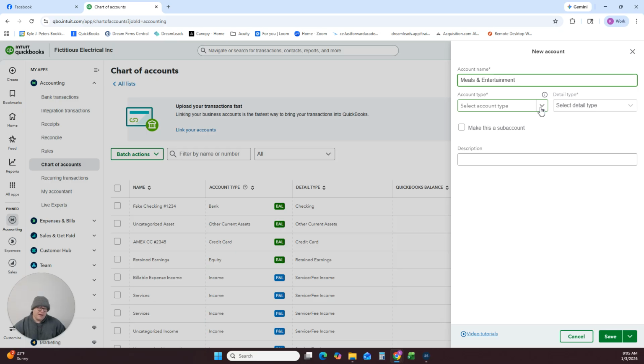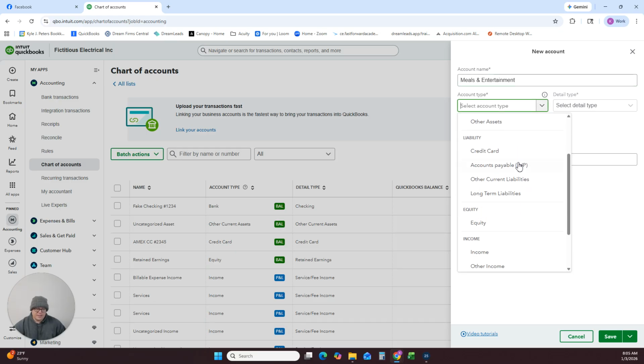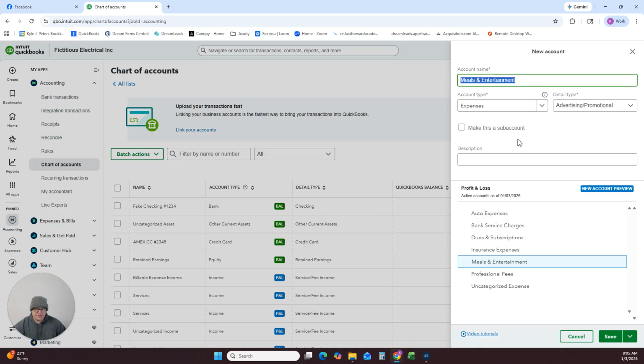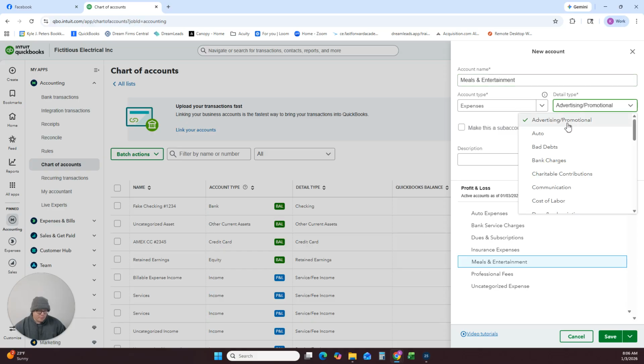Meals and entertainment. I mean, entertainment's not even deductible at this point. It's just, the way this account's been named for so long, that's just what I call it. A lot of people will break out meals and entertainment separately. Basically, entertainment's not deductible. So if you have actual business entertainment, like you brought your employees to see a baseball game or something, that's not deductible. So maybe break that up.